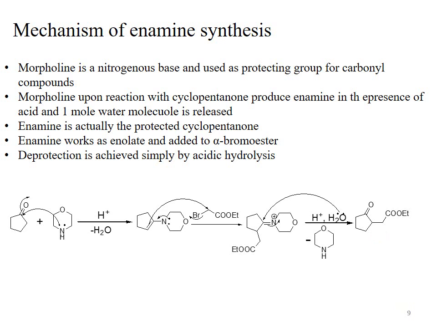When it is converted to enamine, then it attacks at the alpha carbon and the bromine leaves as a leaving group, and it affords this intermediate. And this intermediate, upon hydrolysis, leaves the morpholine molecule and it affords our target molecule, that is the compound number 11.